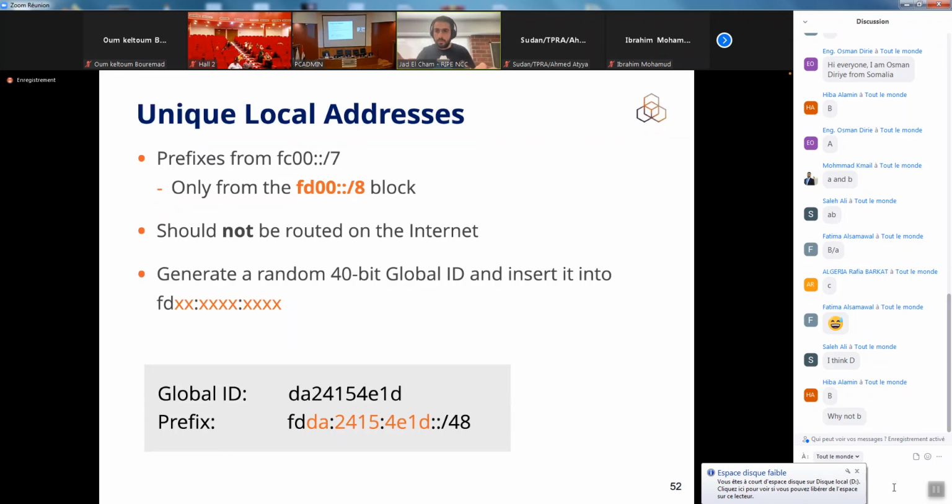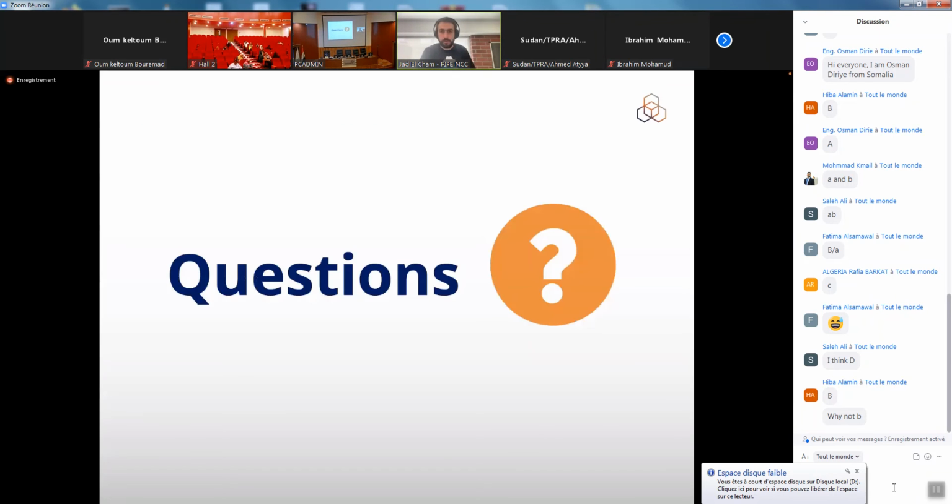FD00::/8, and we tell you, okay, you would like to create your own private addresses. You take this /8, you generate 40 bits randomly, you combine them together, and now you have a /48. You can use the /48 that is supposed to be unique for you in order to generate your own /64s and use them for your private IP address space. This is the idea behind it.